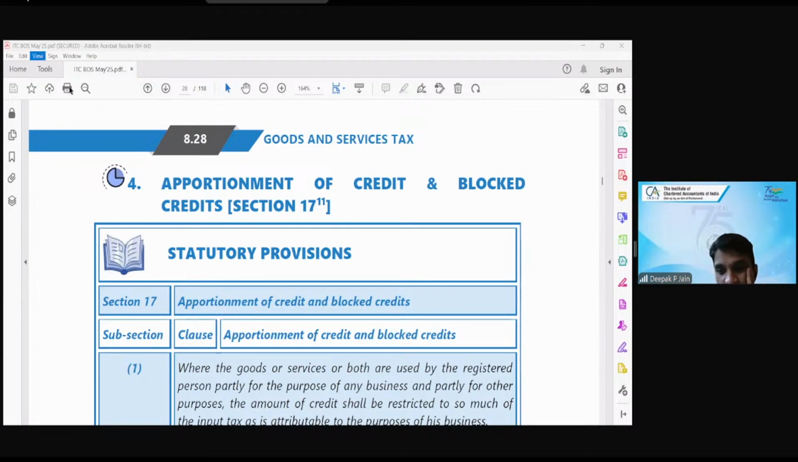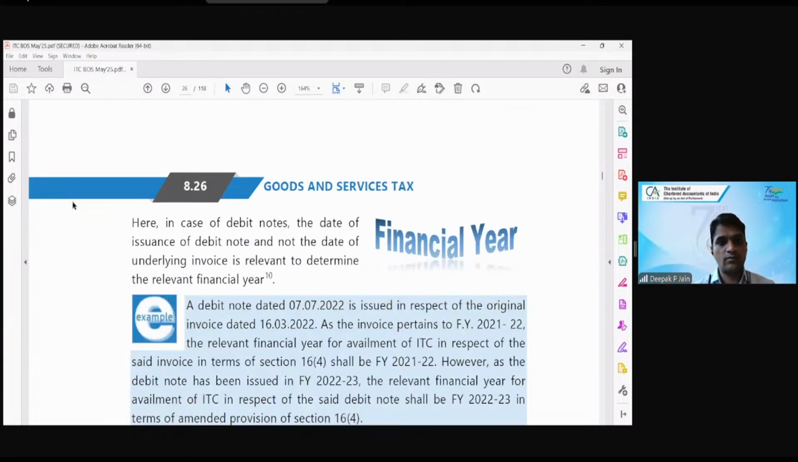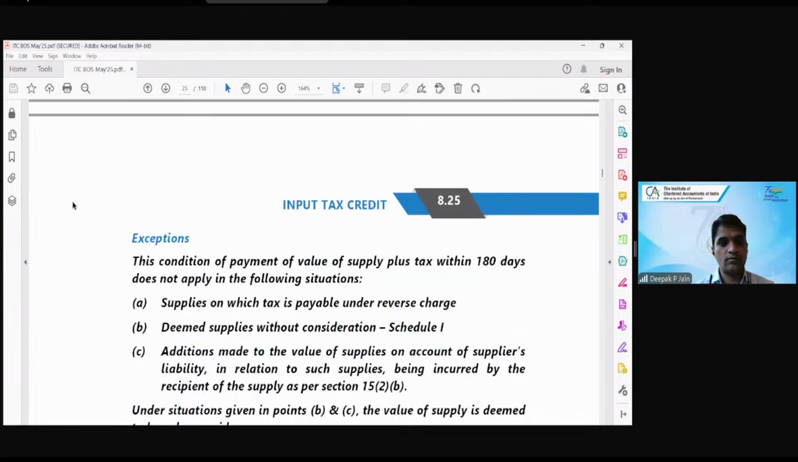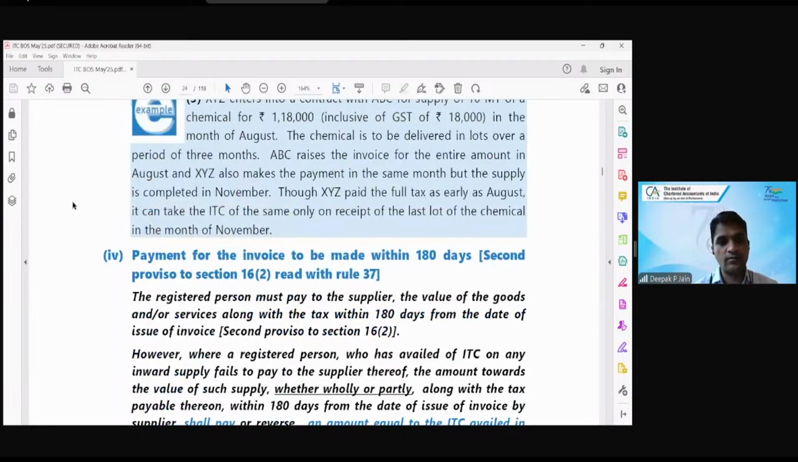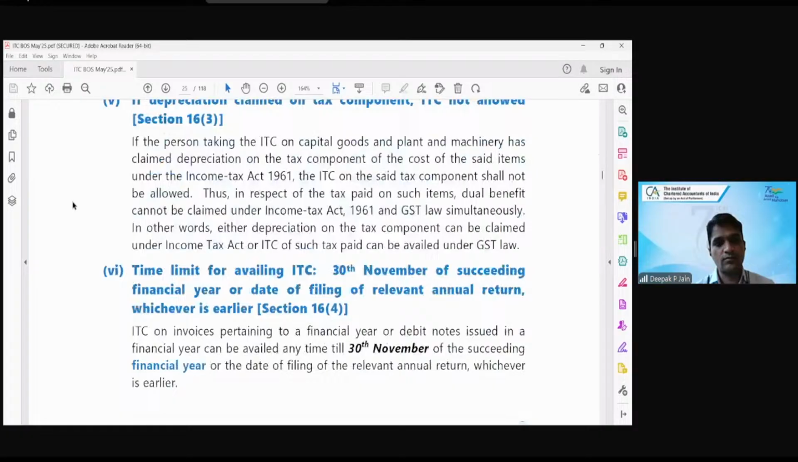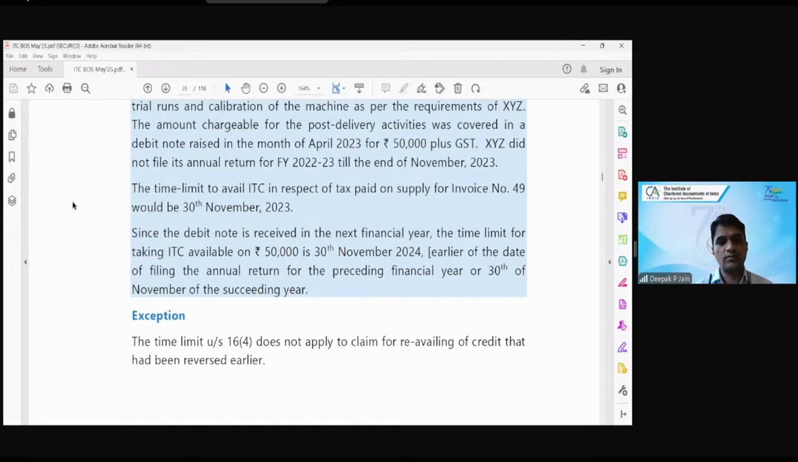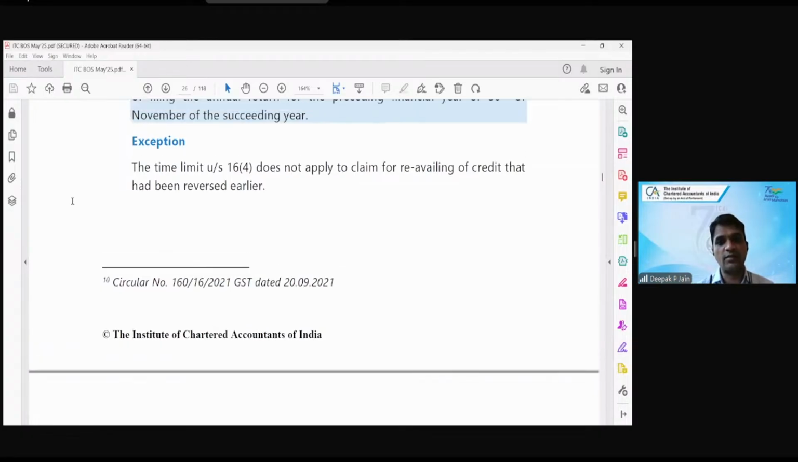This is the May 2025 latest edition. Okay. .25. Okay. Are you talking about this exception? Okay. So let me do one thing. Circular number 211. Fine. Just give me one moment.